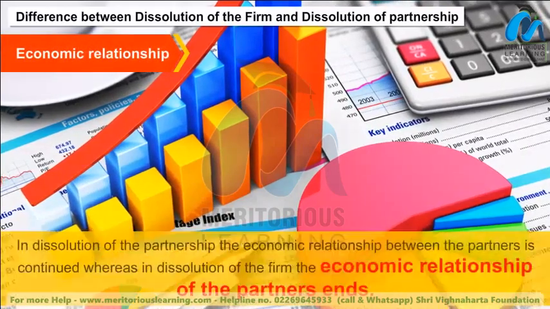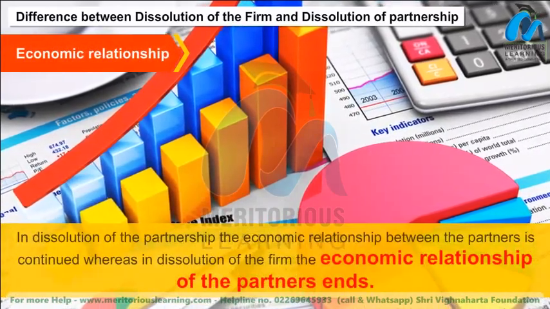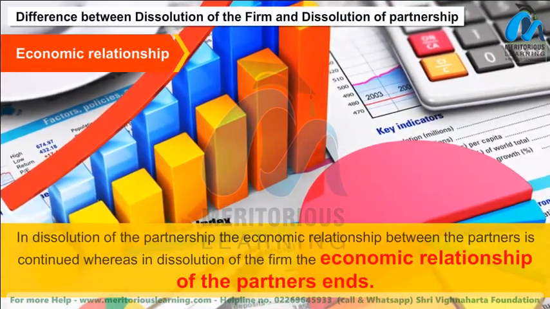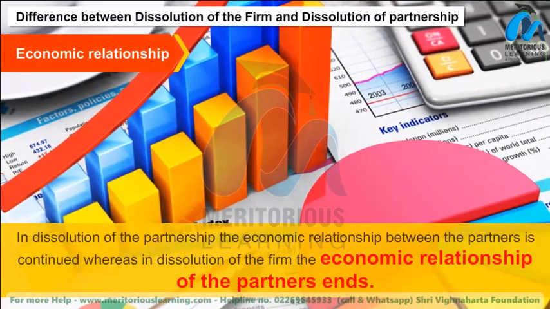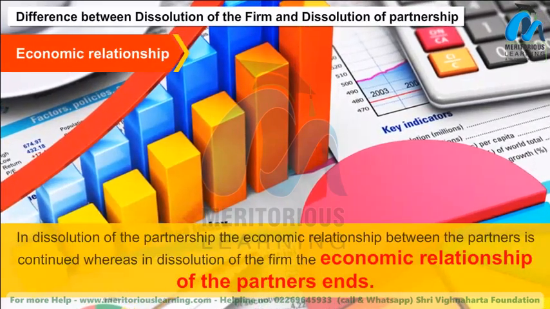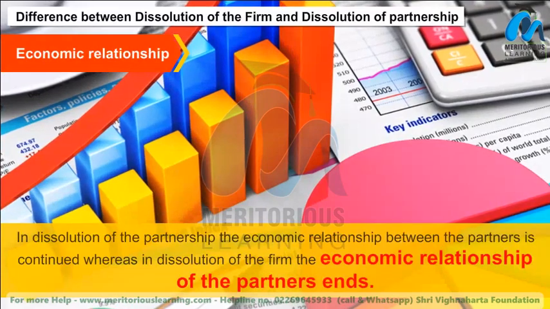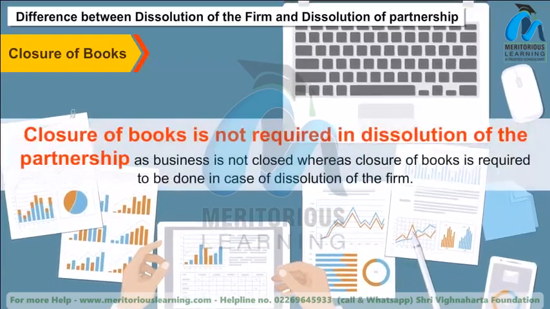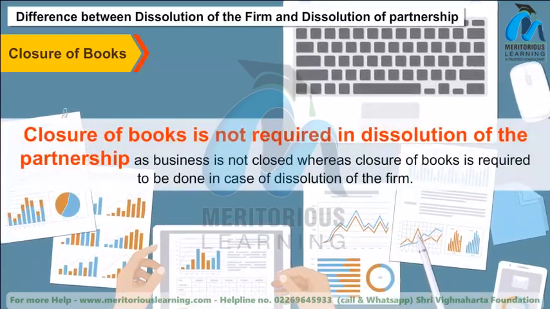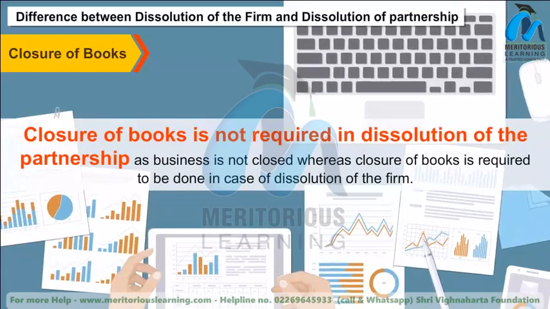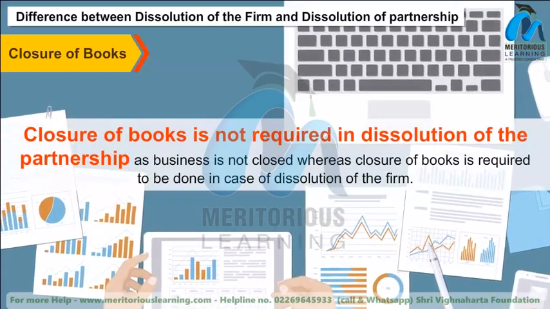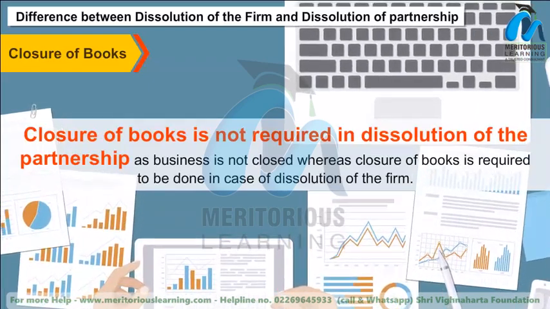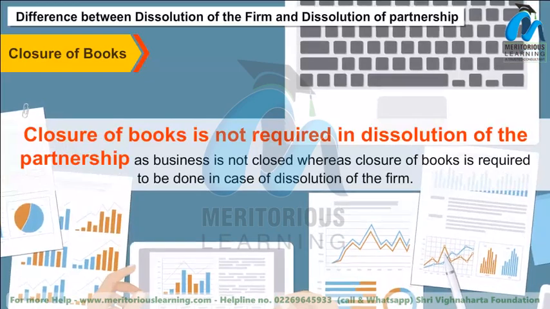In dissolution of the partnership, the economic relationship between the partners is continued, whereas in dissolution of the firm, the economic relationship of the partners ends. Closure of books. Closure of books is not required in dissolution of the partnership as business is not closed, whereas closure of books is required to be done in case of dissolution of the firm.